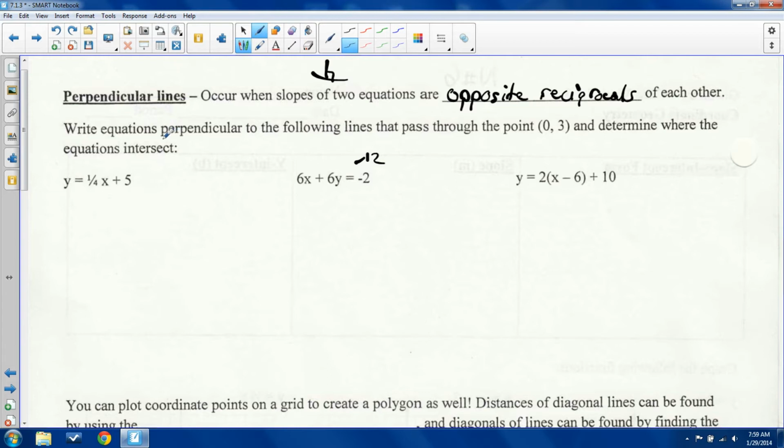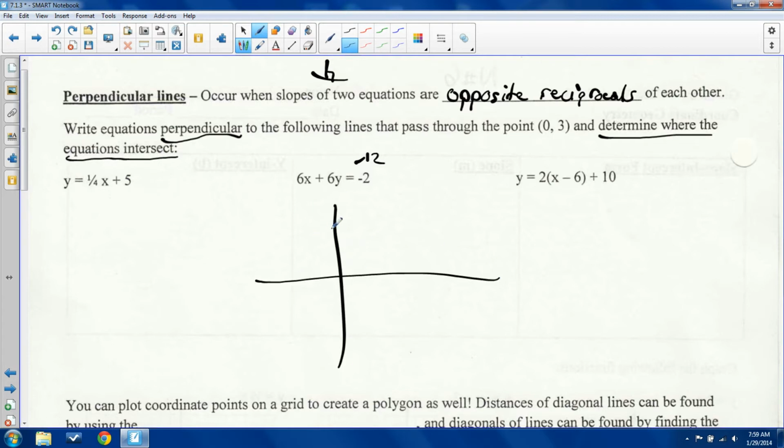Write equations perpendicular, not parallel, to the following lines that pass through the point 0, 3, and determine where the equations intersect. So you have to do two things here. This last part, don't forget this part. I want you to know where these points meet. Now they might be fractions. I haven't tested these yet. I just wrote this up. So I have one equation, y equals 1/4 x plus 5. And if I wanted to graph it here, you don't have to. I just want to give you an example. Here's 0, 5, and 1/4 kind of looks like this right here.